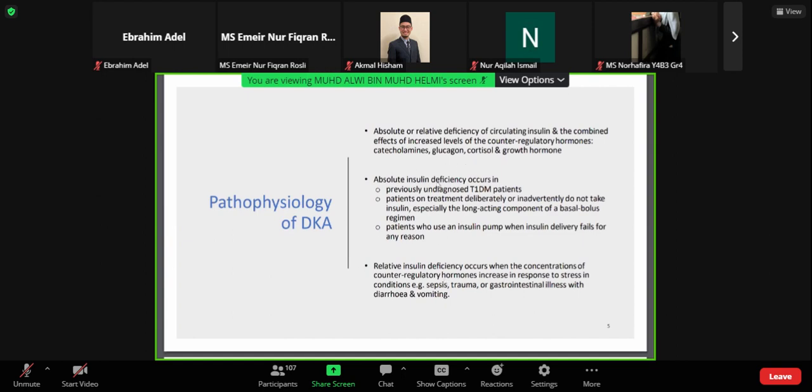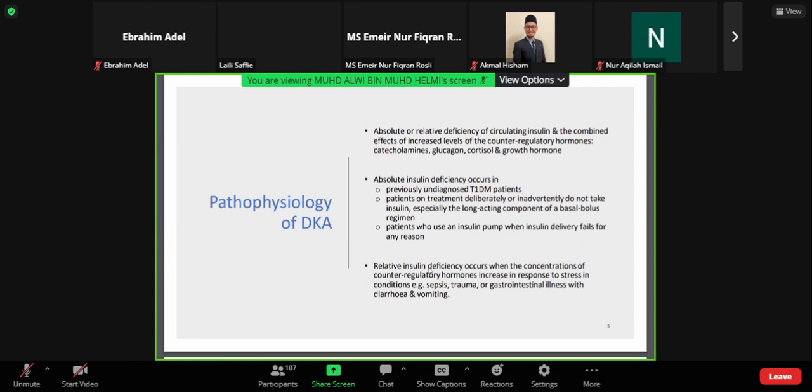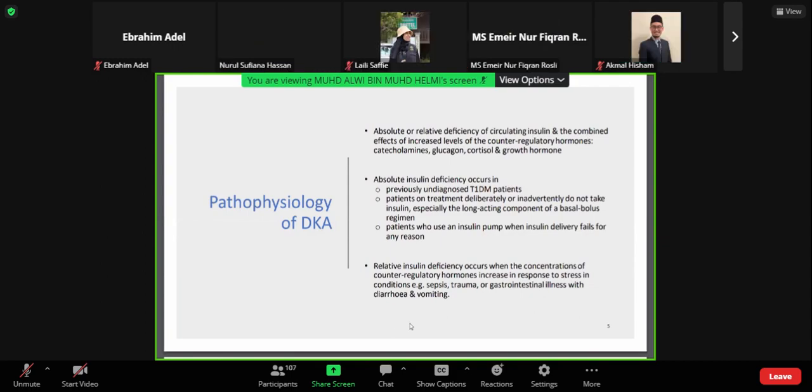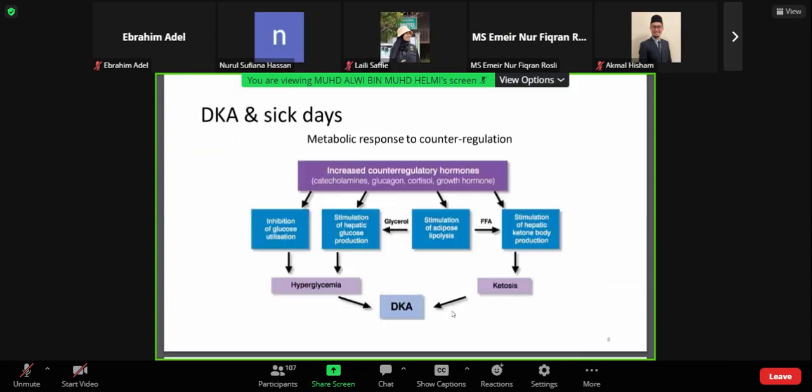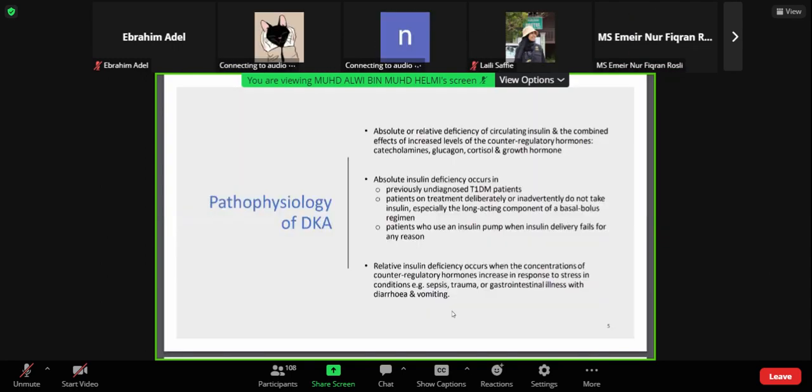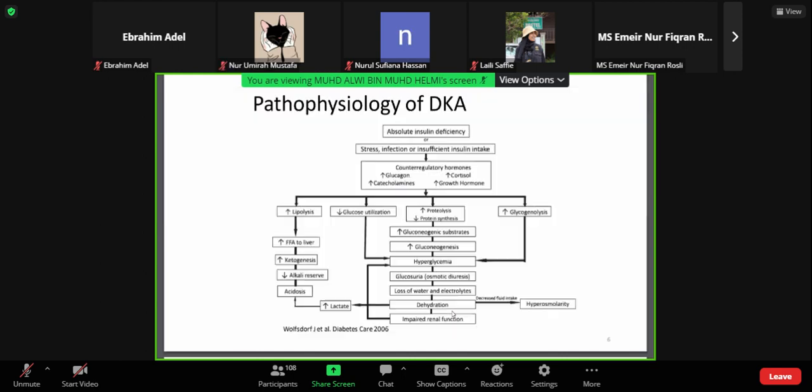This can occur in undiagnosed type 1 DM, in those with type 1 DM who did not comply with the treatment, or those who have an exaggerated response of counter-regulatory hormones, for example those with sepsis, trauma, or GI illness with diarrhea and vomiting.